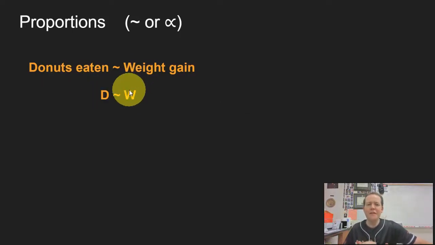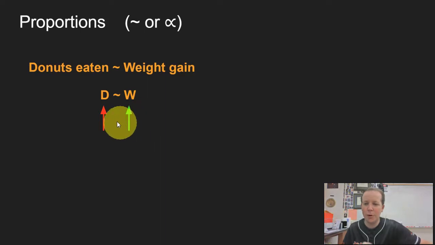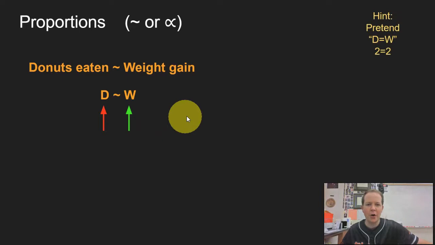Now, how do you think this relationship works? Well, if I eat more and more donuts, what do you think is going to happen to my weight? Probably it would go up. If I ate way too many donuts, and maybe I didn't change anything else, I didn't start exercising, my weight would probably go up. That's the relationship. Again, they're not equivalent to each other, but they are related to each other, all right?